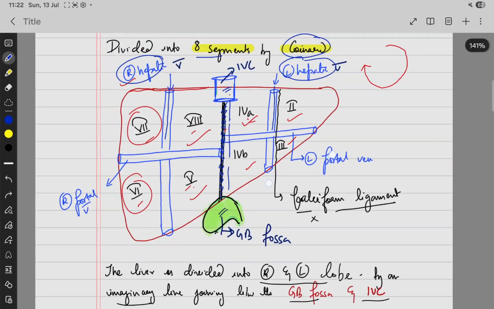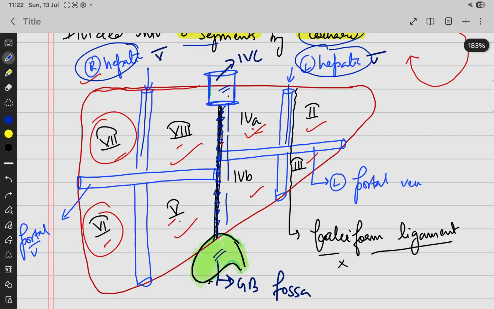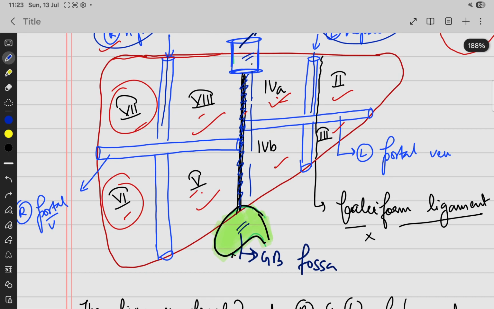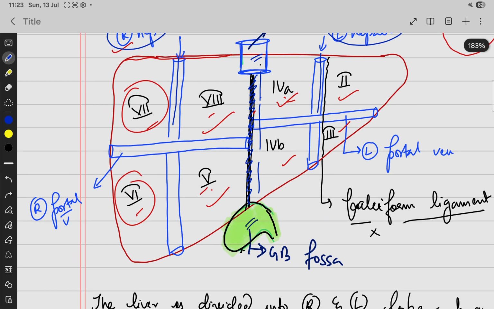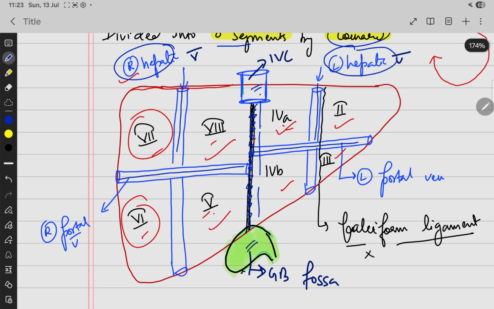First we have to divide both the lobes into various segments using the hepatic veins and portal veins. This is just a schematic diagram. It is not exactly like this; it is just for your understanding, and I made it simplified like this. So we will see the right portal vein will be drawn from here. Similarly, the left portal vein will be drawn like this. The right hepatic vein will be drawn like this, and the left hepatic vein will be drawn like this.